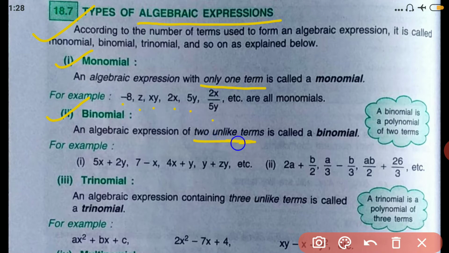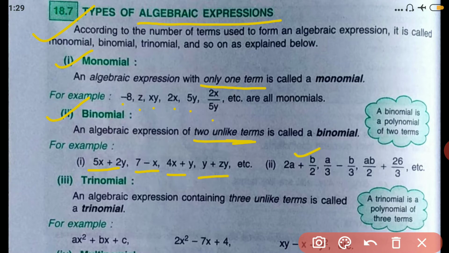These are two unlike terms, okay, the terms should be unlike. I hope you know what unlike terms are. It's called a binomial. For example, 5x plus 2y, 7 minus x, 4x plus y, y plus zy, etc. They are all binomials. Now we can go to the next example, which is 2a plus b upon 2, a binomial.